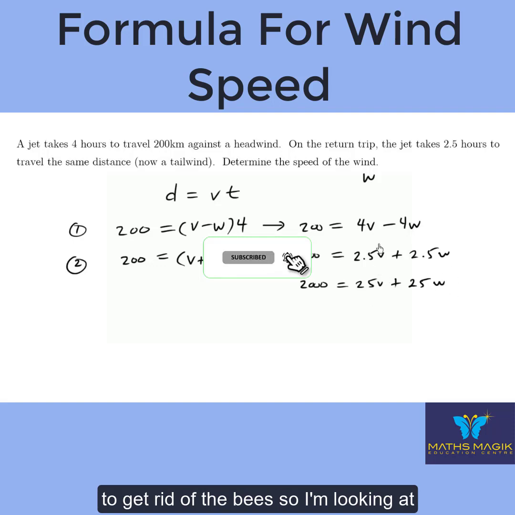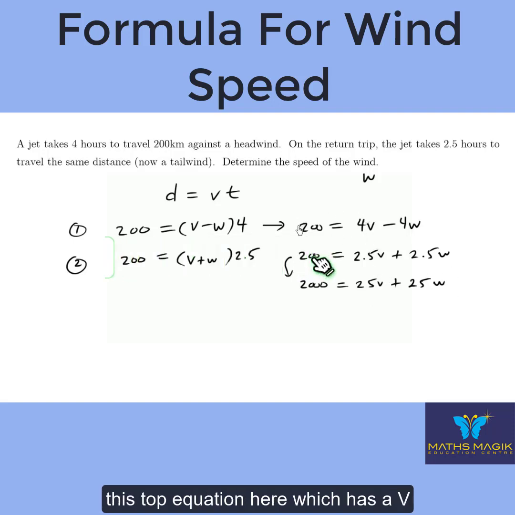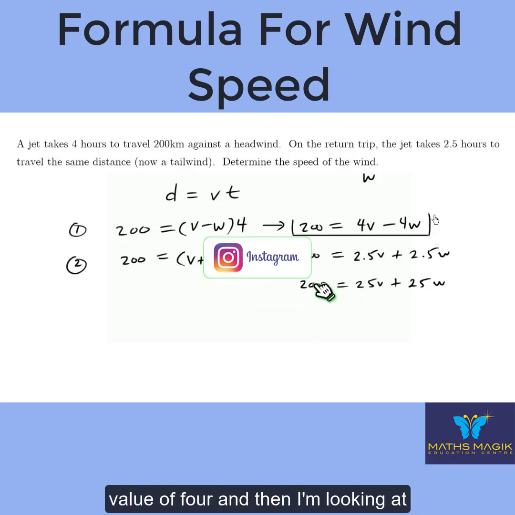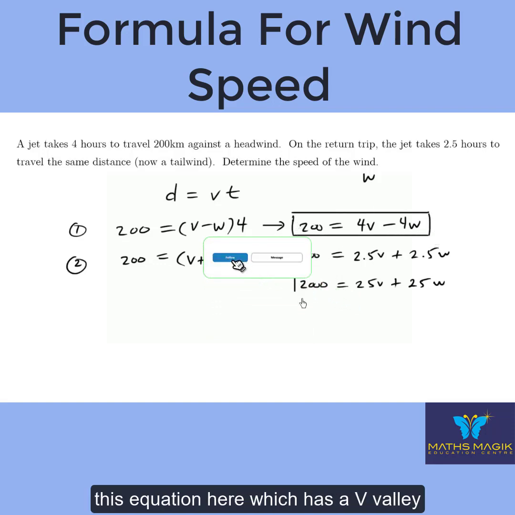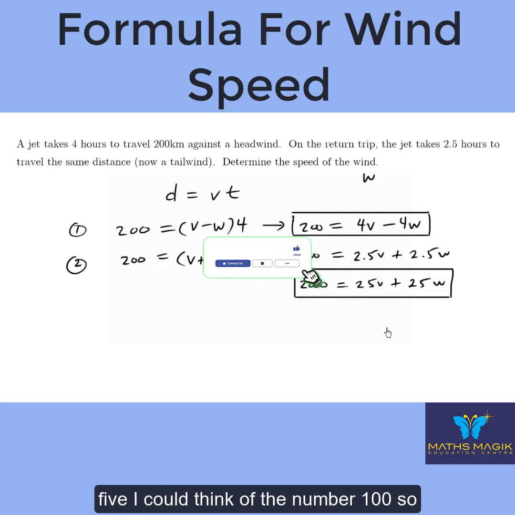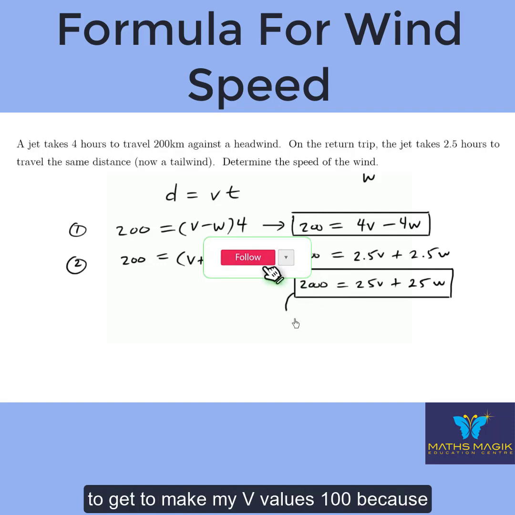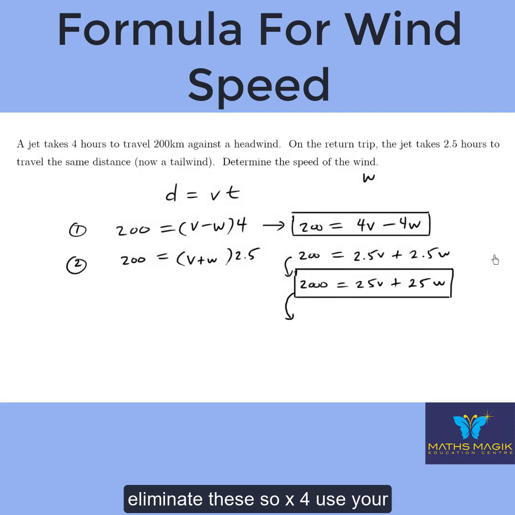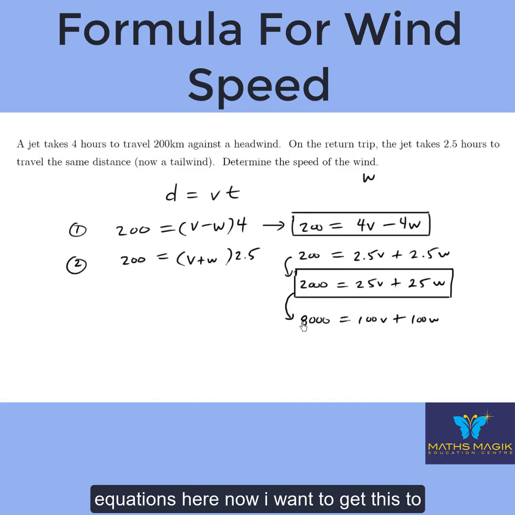I want to get rid of the v's, so I'm looking at this top equation here, which has a v value of 4, and then this equation here, which has a v value of 25. What is the LCM of 4 and 25? I could think of the number 100. So I'm going to multiply this equation by 4 to make my v values 100, because once they're the same, it's very easy to eliminate these. So times 4, use your calculator if you need to, 8,000 equals 100v plus 100w. This is one of the key equations here.